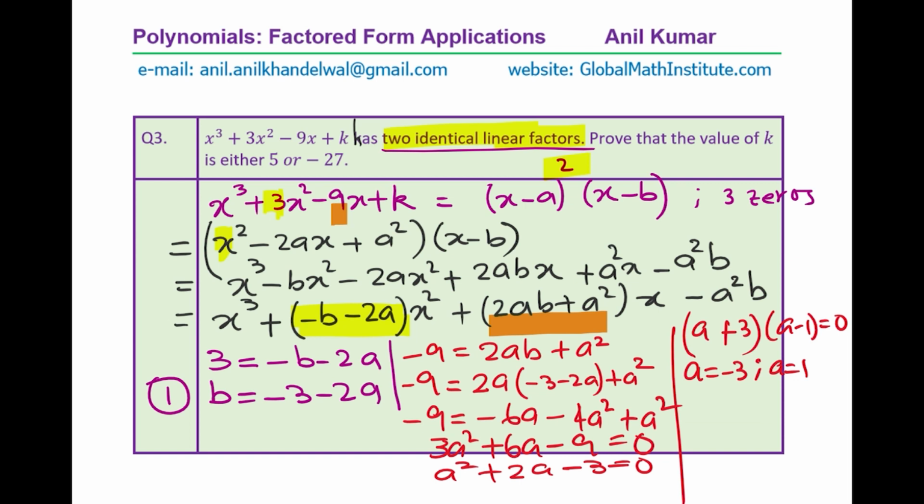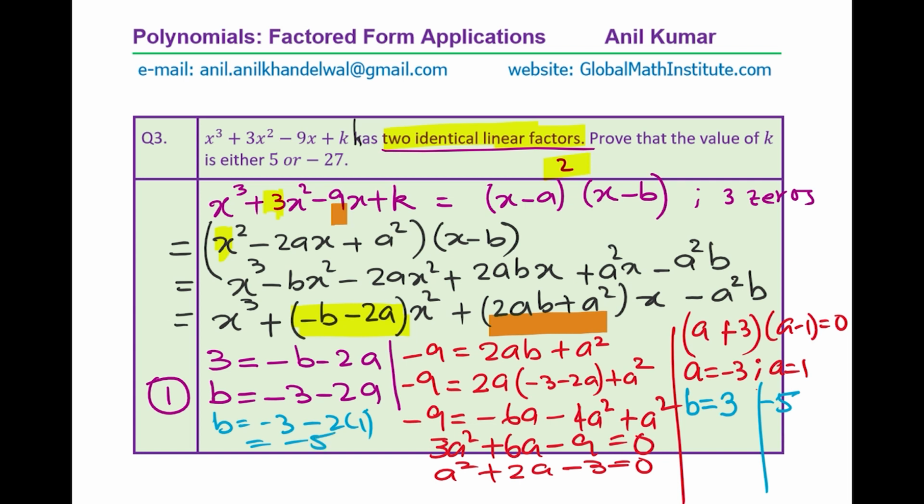For these two values, we can find what b is. Okay, so if a is minus 3, substituting minus 3 for a, b is equal to minus 3 plus 6, which will give us plus 3. And if a is 1, substituting 1 here, b equals minus 3 minus 2 times 1. This is what we are trying to say, it is minus 5.